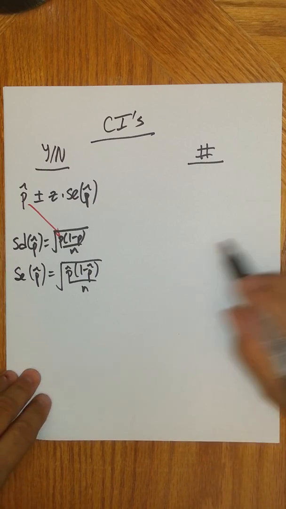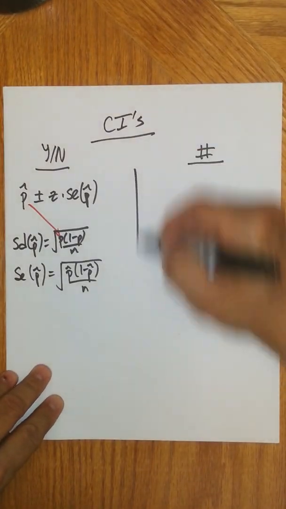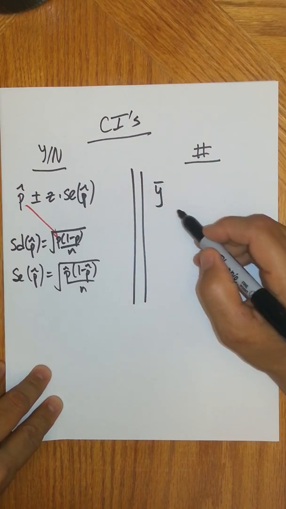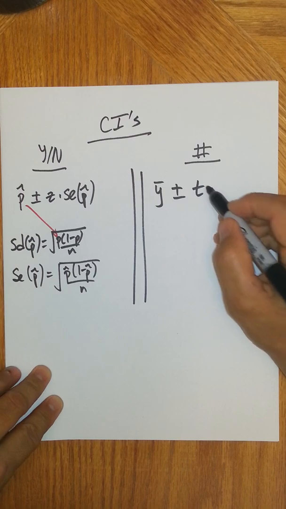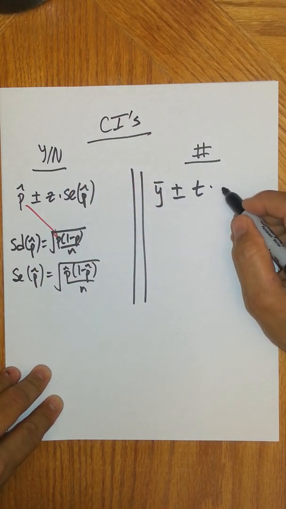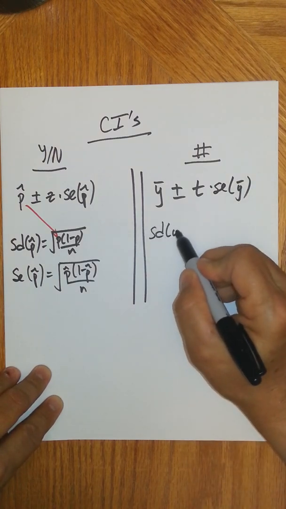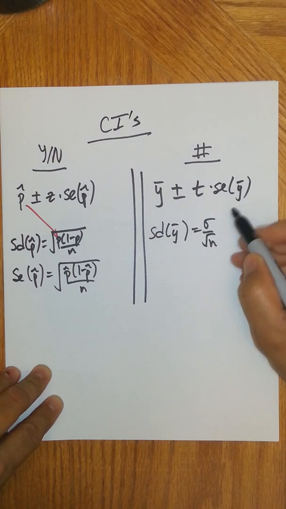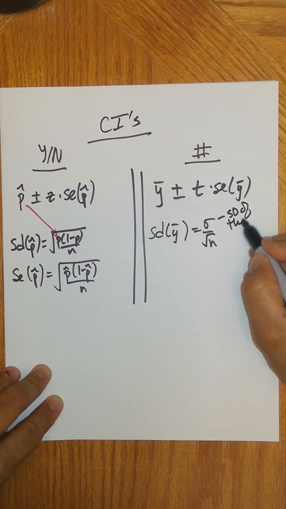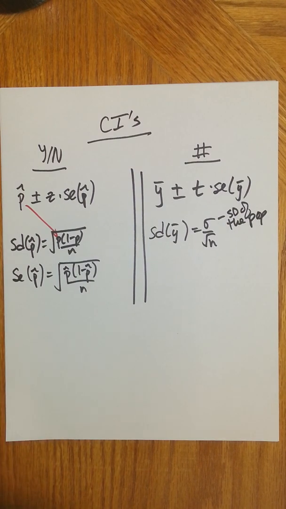So what happens with a numerical trait? Well, with a numerical trait, your sample estimate is a sample mean, and then you add or subtract a t multiplier instead of a z multiplier times the standard error of y bar. Now in the standard error, the standard deviation of y bar is sigma over the square root of n, where sigma is the standard deviation of the population. Well, rarely do we know that. There are some uncommon cases. For example, maybe a college might know the age of every student, so it would know that data for everybody in the population. But that's very unusual. You rarely know the standard deviation of the population.